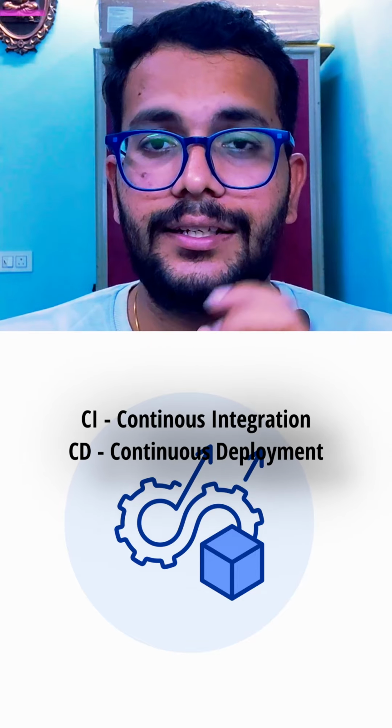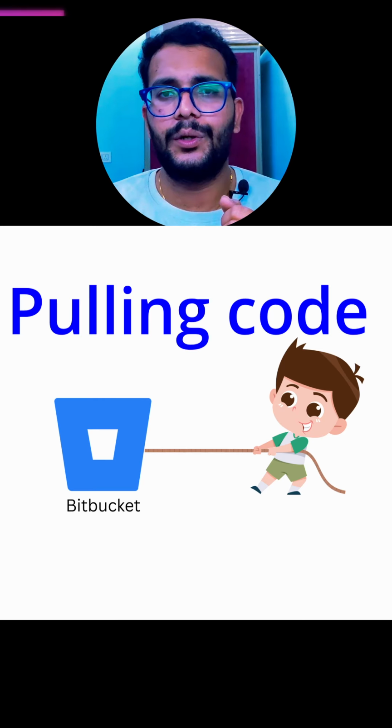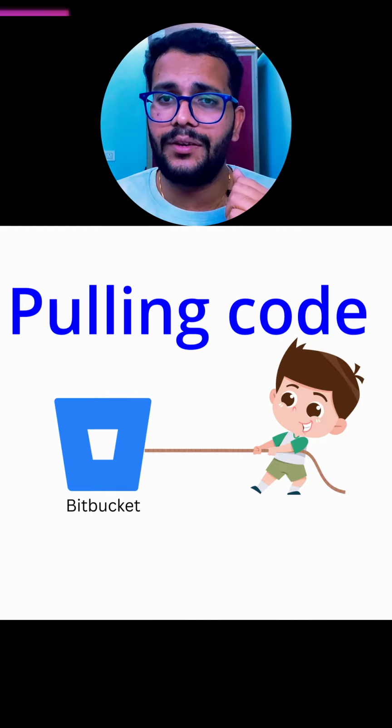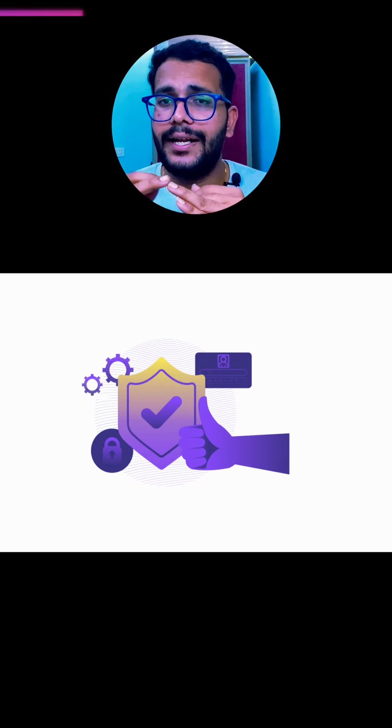So continuous integration starts whenever the developer pushes their code changes onto Bitbucket or maybe GitHub, which are nothing but code repositories. The code will be pulled from the repository and then it will be tested for code errors or linting errors. And once everything is good, then it will start building the project.